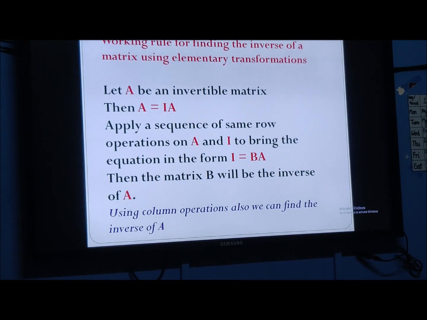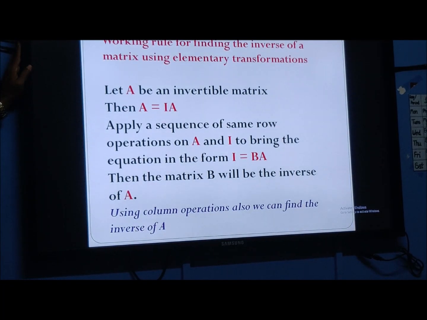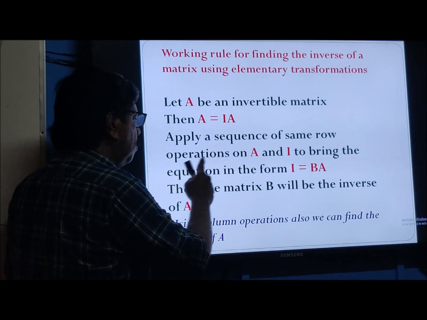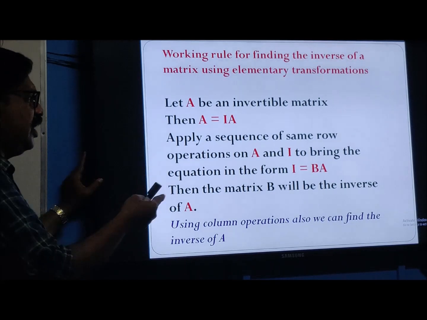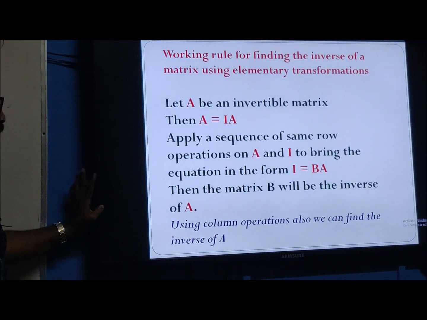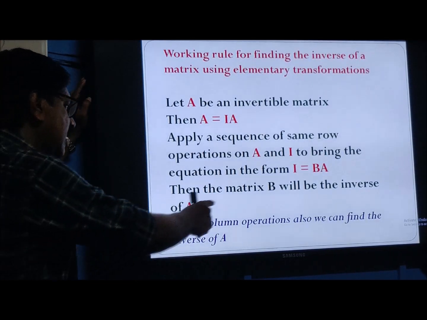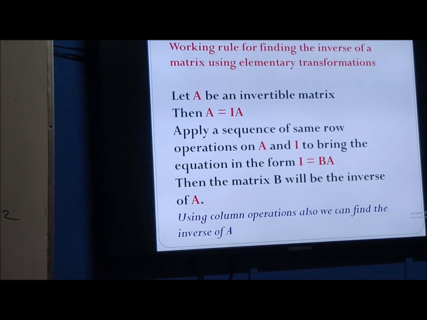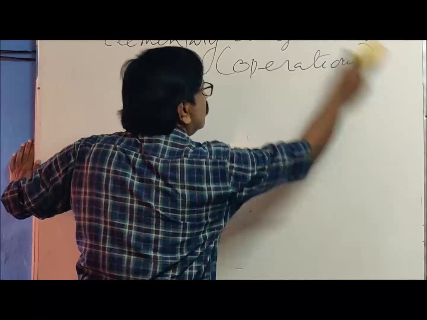Let A be an invertible matrix. Then A can be written as I into A. Then apply a sequence of some row operations. The same operations we should apply on both sides, A and I, to bring the equation to the form I equals BA. Then the matrix B will be the inverse of A. The same operation can be done on columns also. First we will come here, then we will explain. I will explain once again.